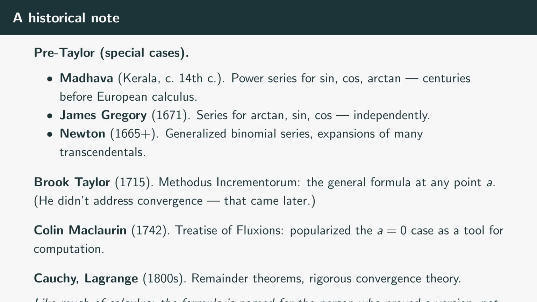Colin Maclaurin's 1742 Treatise of Fluxions popularized the a equals 0 case, which is computationally easier and is the one students meet first. Convergence and the remainder theorem came from Lagrange and Cauchy in the late 18th and early 19th centuries, 100 years after Taylor. Like much of calculus, the rigorous foundations lagged the formal manipulations by generations.